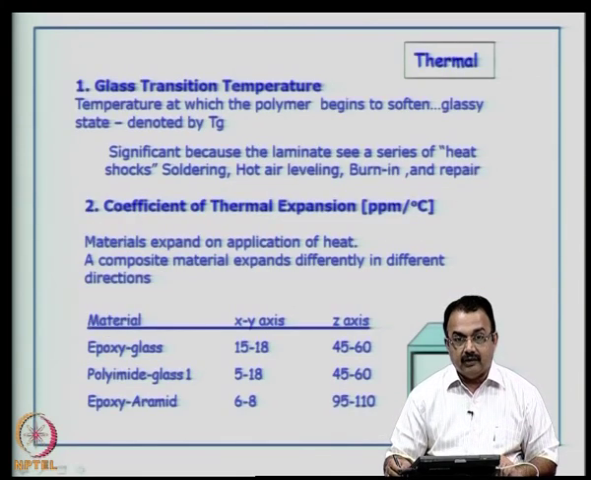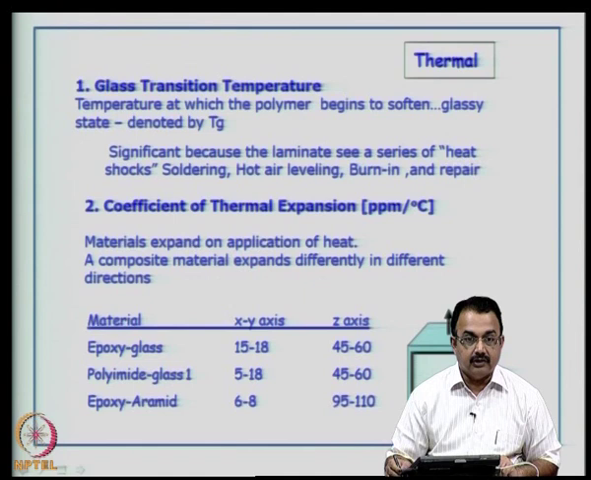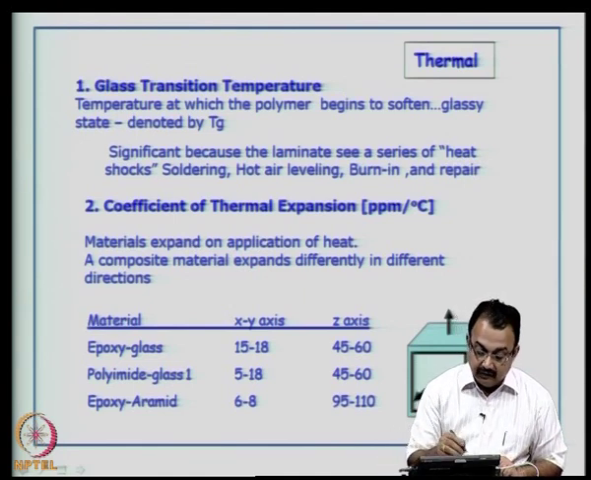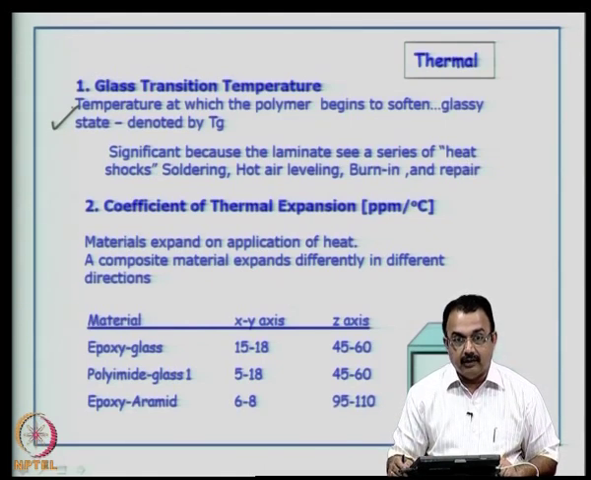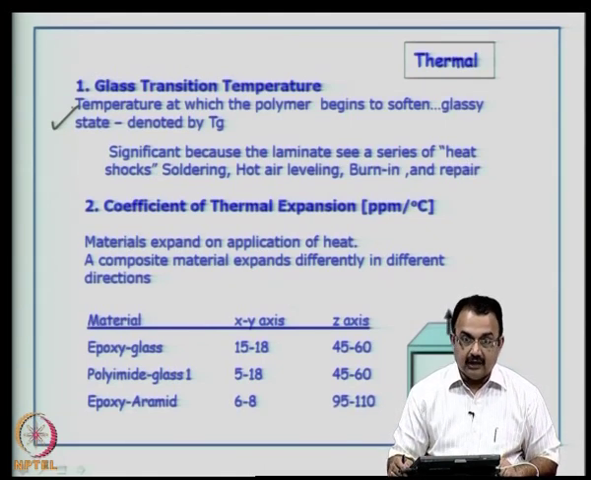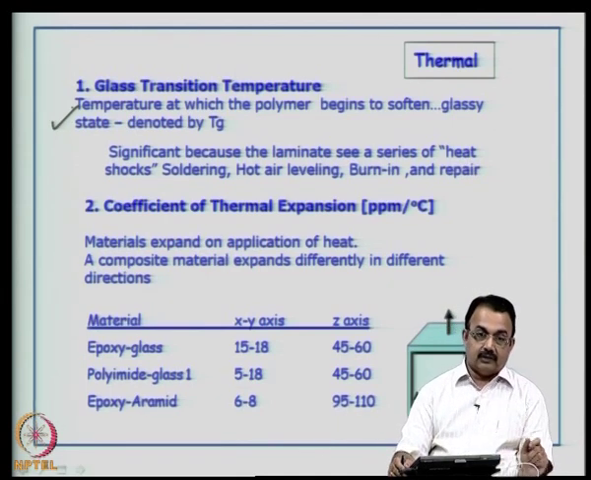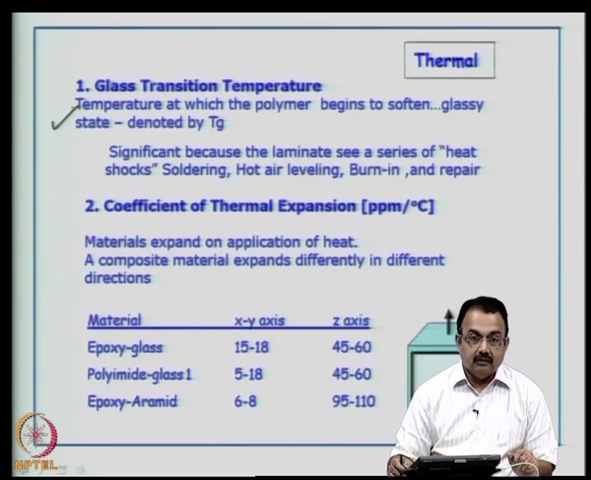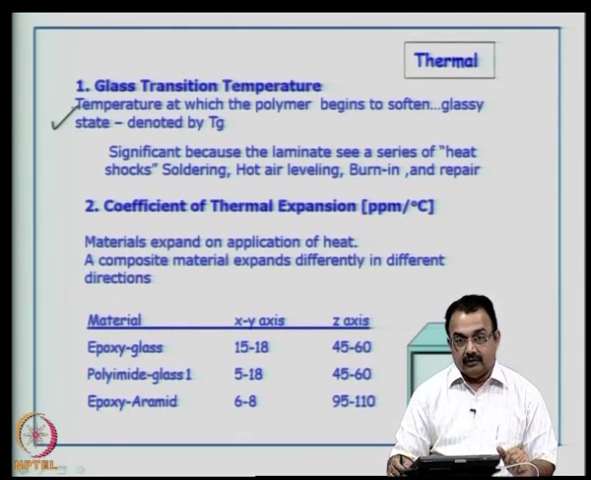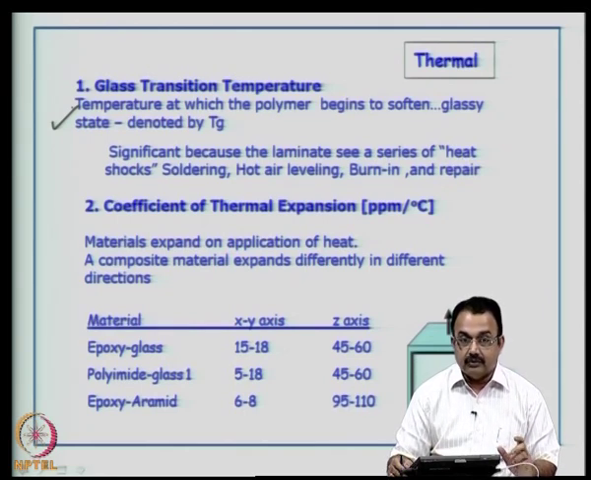The thermal properties that we are interested in are the glass transition temperature, denoted by Tg. We have discussed this briefly in the last class. It is the temperature at which the polymer begins to soften, that is a glassy state, denoted by Tg. It is significant because the laminate will see a series of heat shocks during the process of the PCB, like soldering, hot air leveling of solder, burn-in test for reliability, and repair. Repair can be manual soldering. So, manual soldering can in fact give more thermal shock compared to machine soldering.